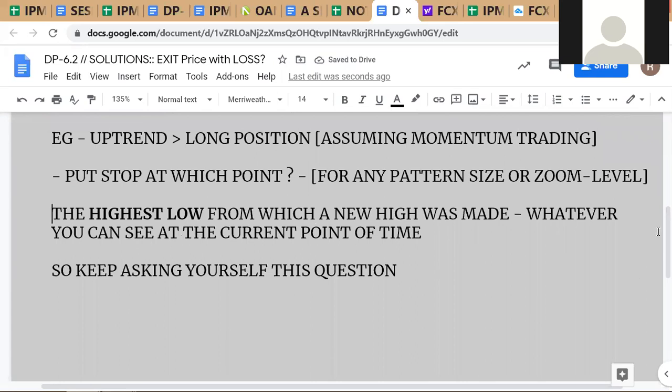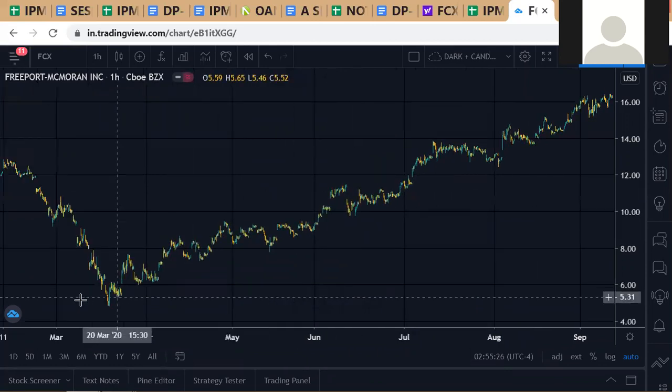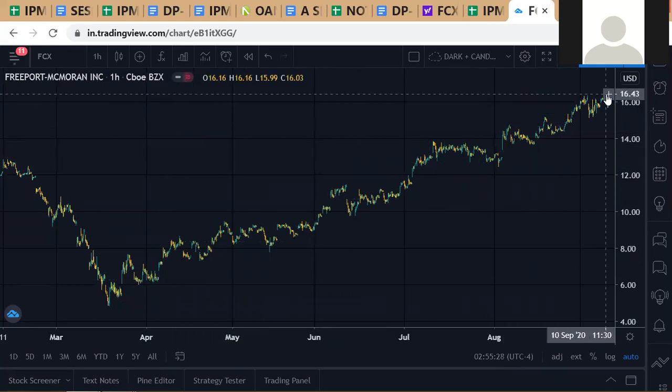Now, what Utsav is asking, I have said this: highest low from which a new high was made. What Utsav is asking is, should it be highest low or should it be lowest low, etc.? No, it is always the highest low, because if you zoom out a little bit, we are following this uptrend in FCX, okay?